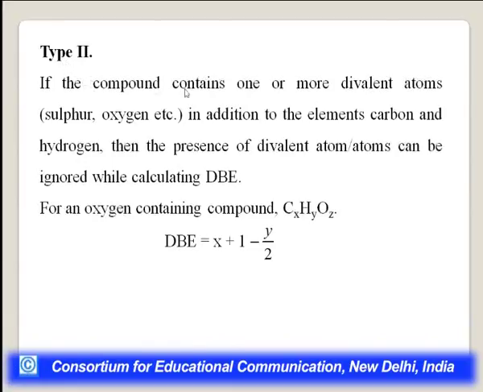Type 2: if the compound contains one or more divalent atoms, that is, if it contains sulfur or oxygen, what should be the formula to calculate the double bond equivalents? In addition to the elements carbon and hydrogen, we can calculate by this formula. Here CxHyOz, where z represents the number of oxygen atoms, and this will be the formula.